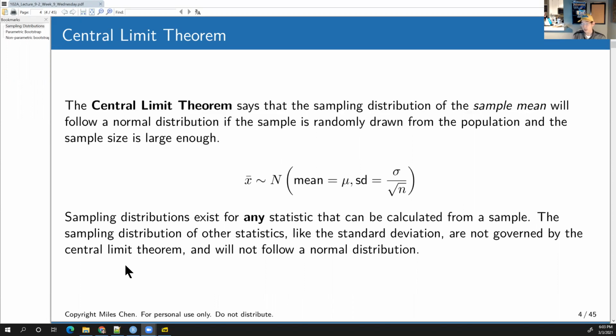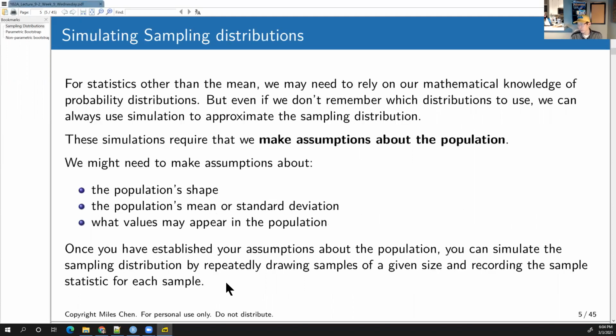But if you're talking about a different statistic, such as the standard deviation or the variance or the maximum value or something like that, those things are not going to follow the normal distribution, and you can't use the central limit theorem. You have to recall other probability distributions that are going to work. So, for statistics other than the mean, we need to rely on our mathematical knowledge of probability distributions. But the nice thing is that even if we don't remember which distributions to use, we can use simulation to approximate the sampling distribution.